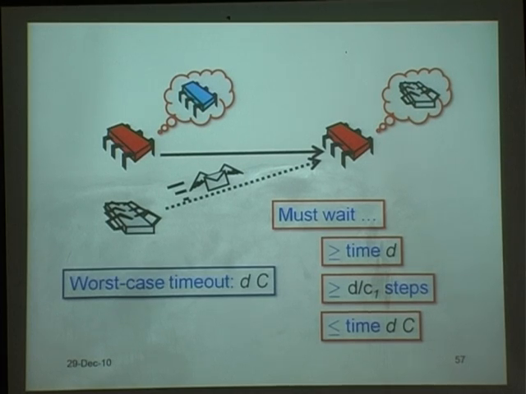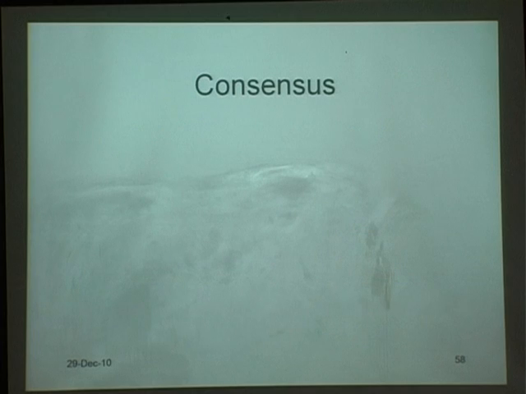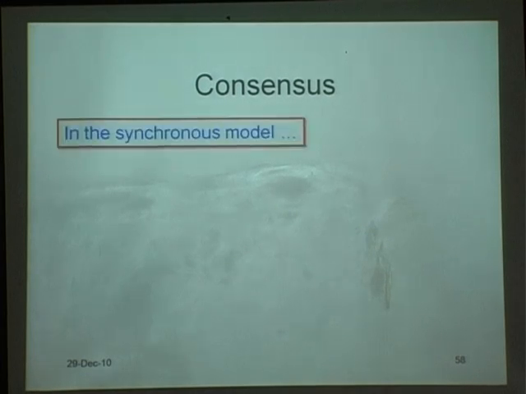So that's your worst case timeout in this model. So if my protocol says at time 0 you send me a message, and I don't get it in that much time, then I know that you've crashed, but that means I have to wait. So I can detect failures in this model, but you have to wait a long time.